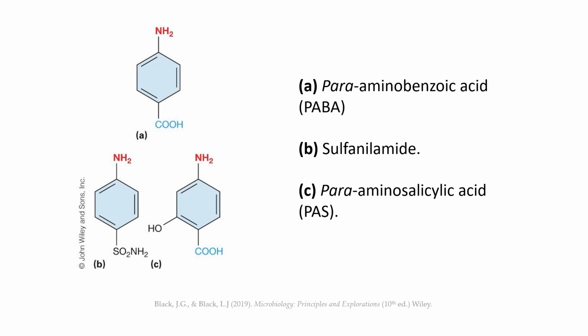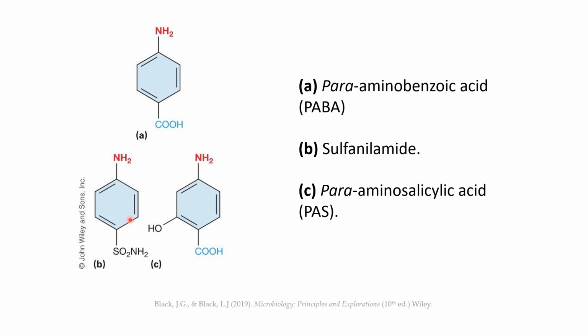What I mean by antimetabolites is this. Many microorganisms need a metabolite called PABA, P-A-B-A. They need PABA to make folic acids. Folic acids are vital for downstream synthesis like nucleic acid synthesis. So what we do is give the patients antimetabolites that look like PABA, for example, sulfanilamide or PAS.